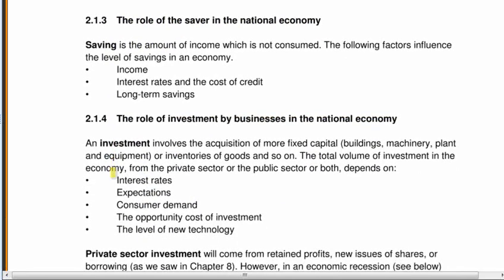Now, what we don't spend, we tend to save. So again, it's rather simplistic, isn't it? But we do simplify things a little bit in economics. Saving is the amount of income which is not consumed.